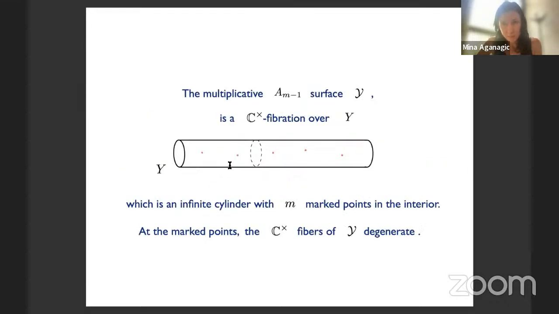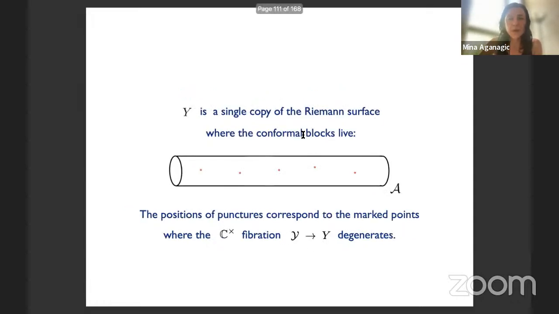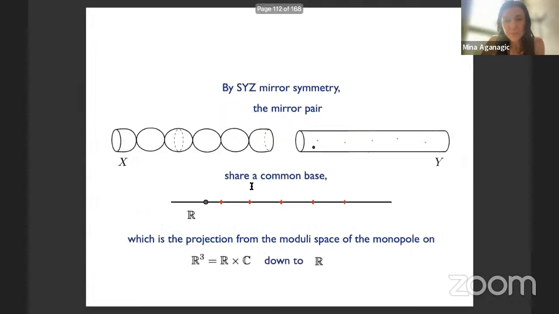So the multiplicative A_{M-1} surface is a C star fibration over the small Y, which is an infinite cylinder with M marked points in the interior. And at the marked points, the C star fibers of big Y over small Y degenerate. So the small Y is a single copy of the Riemann surface where conformal blocks live. By SYZ mirror symmetry, the mirror pair in our toy example share a common base, which is simply a real line with some marked points.